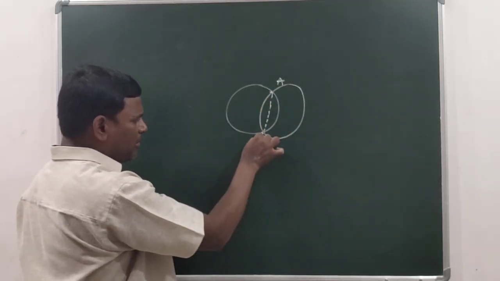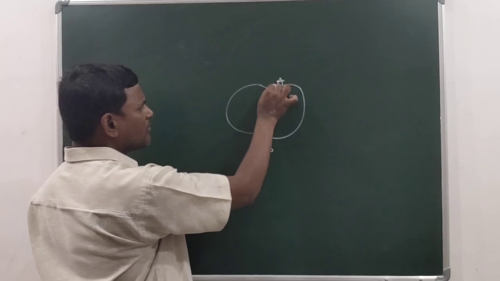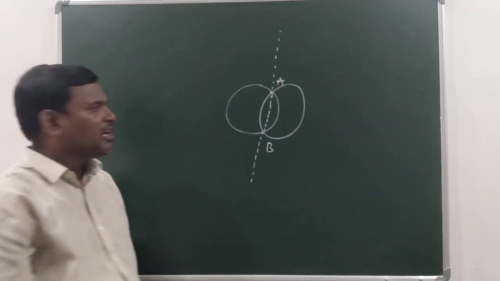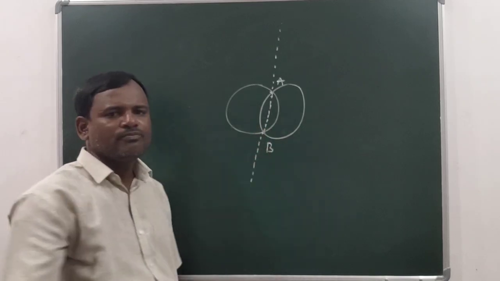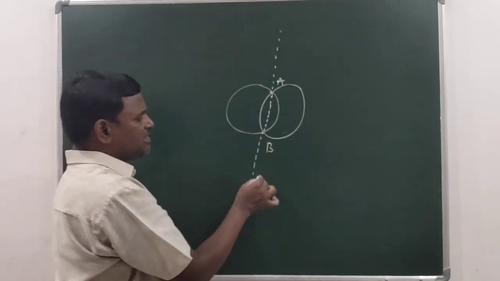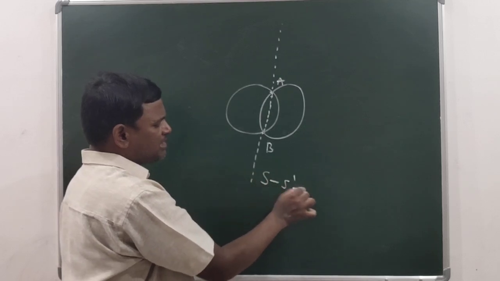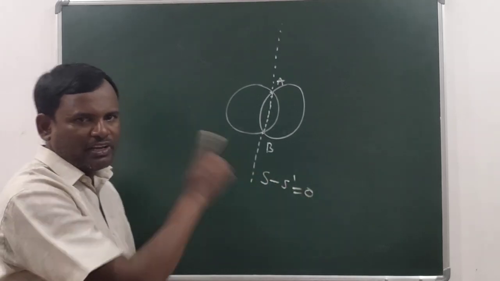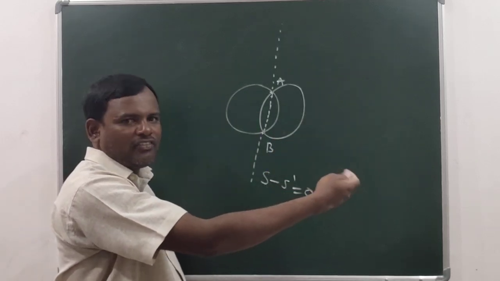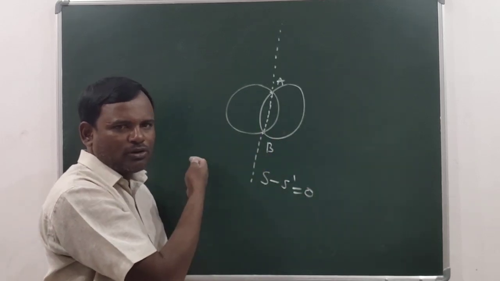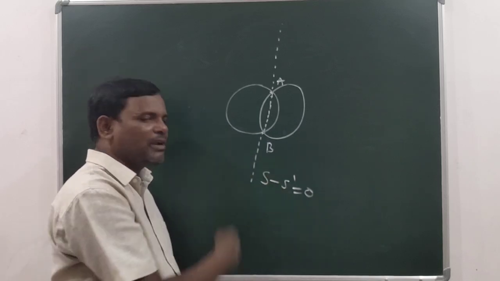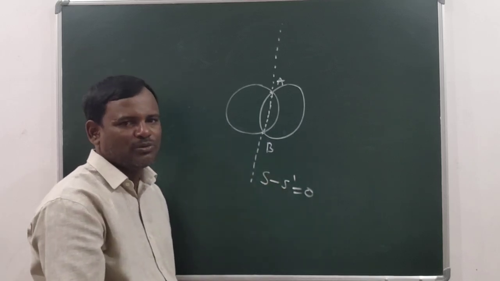This common chord will be the radical axis for two intersecting circles. Then whose equation is S minus S dash equal to 0 only. In the previous one, the right side of the equal term I brought to the left side, no? So which means that simply we applied there S minus S dash equal to 0.